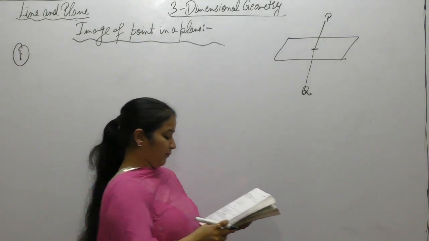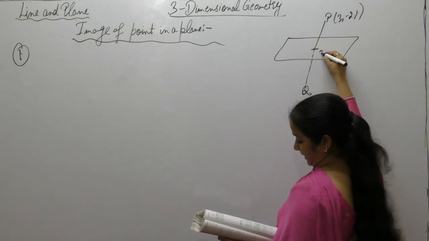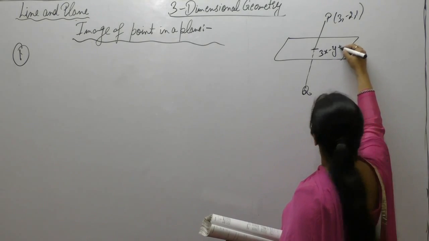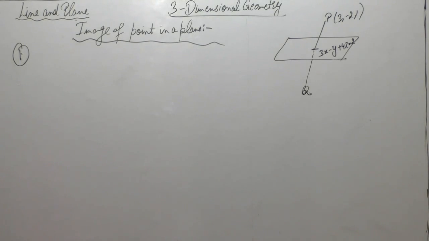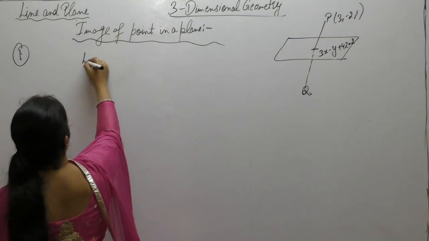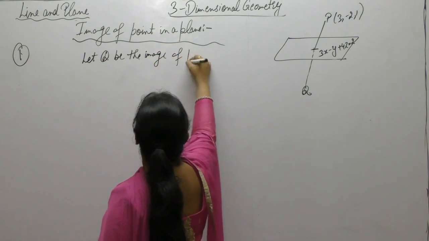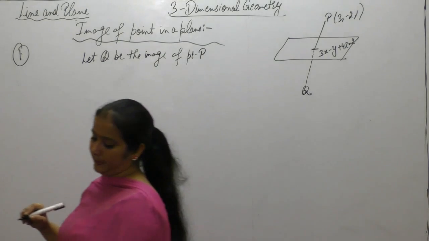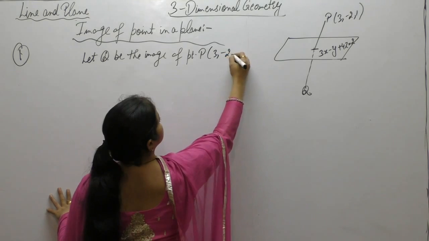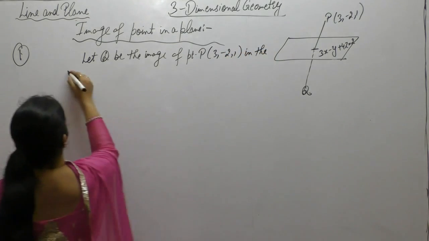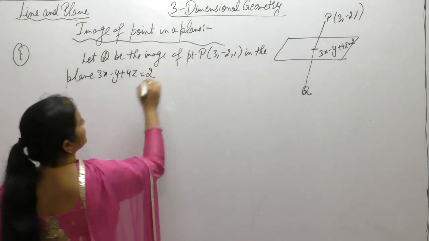Find the image of the point (3, -2, 1) in the plane. The plane has the equation 3x - y + 4z = 2. Write down: let Q be the image of point P in the plane 3x - y + 4z = 2.